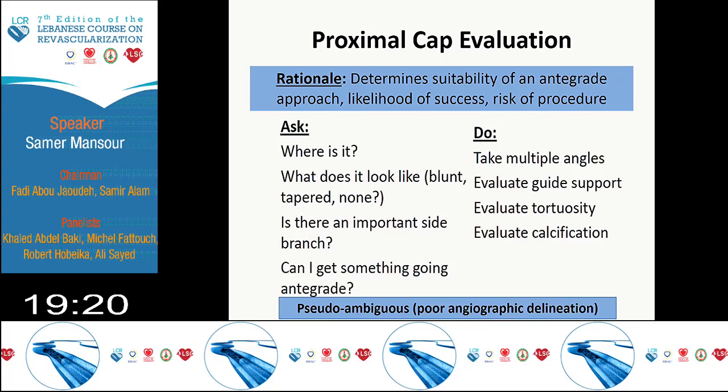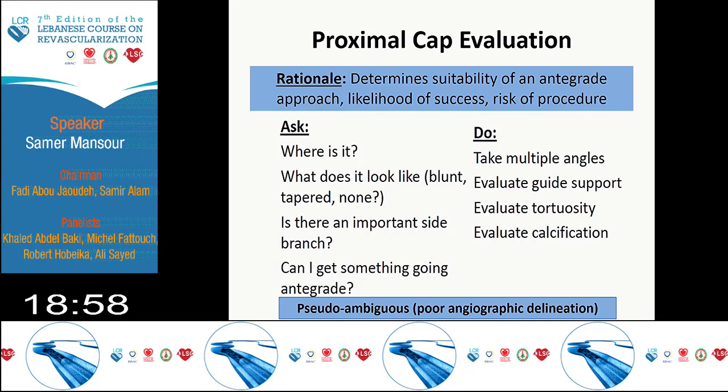Why is it important to assess the proximal cap? Because it determines the suitability of an antegrade approach, the likelihood of success, and the risk of the procedure. Ask yourself, where is the proximal cap? What does it look like? Is it blunt? Is it tapered? Is there an important side branch? Can I get something going antegrade, going down antegrade?